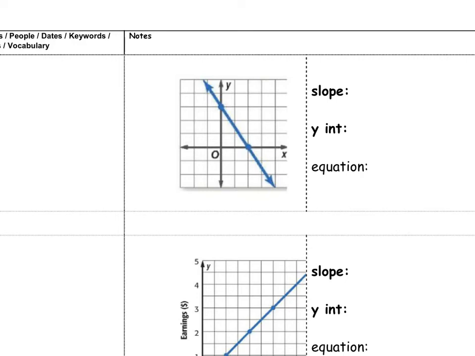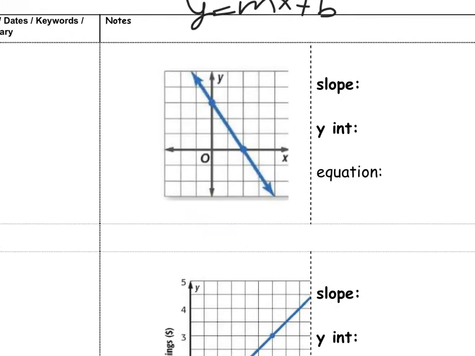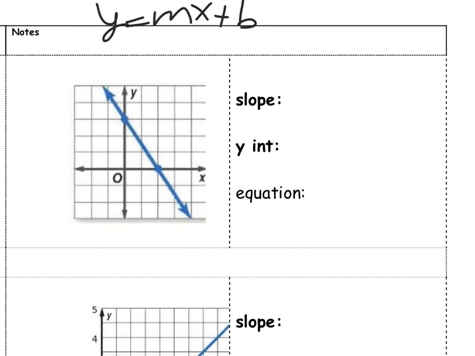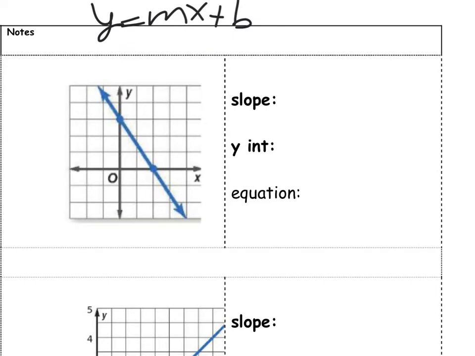Alright, so thinking again about our equation of y equals mx plus b, just writing that again for more practice. Let's look at this next graph. So we have a slope, y-intercept, and the equation we're looking for. So let's first find that slope. I told you that when we do the slope, we're doing change of y over change of x, or that rise over run. This one looks a little bit different.